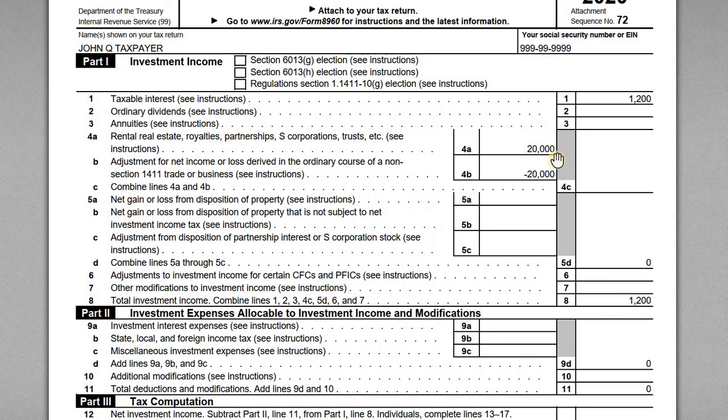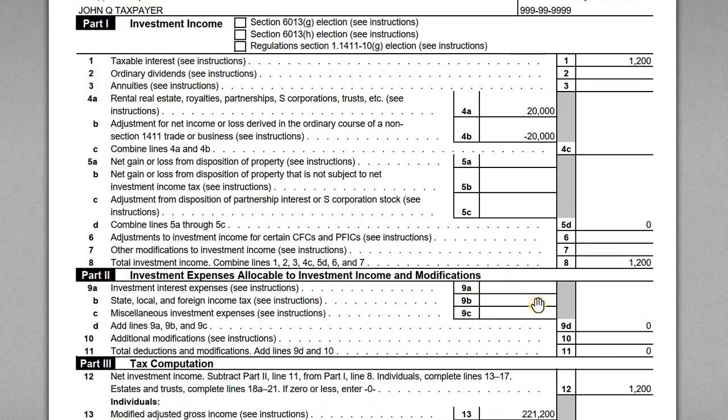Now, if this was a passive activity to John, we would not have an adjustment here for 4B, right? So if he was just a purely passive investor, didn't actively participate in the business at all, did nothing, he just contributed capital, we would see the $20,000 item here on 4C, and so the total NII would be $21,200. But in this case, we don't have those pieces there, and so the total net investment income that John has for this year is $1,200 related to the interest income.